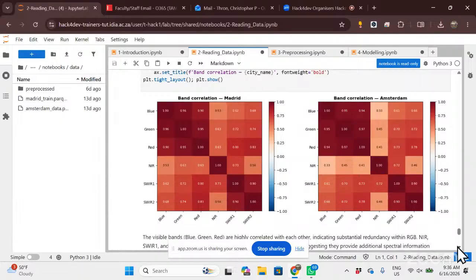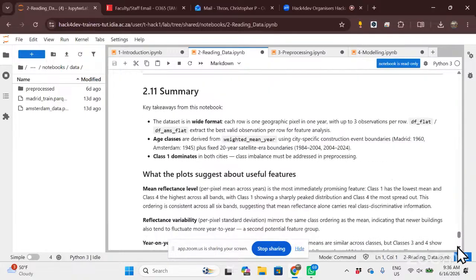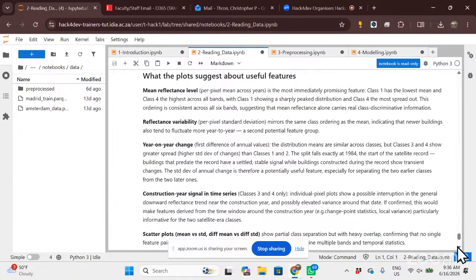So, summary. The purpose of this was to look at the data and see some of the characteristics. Any questions?